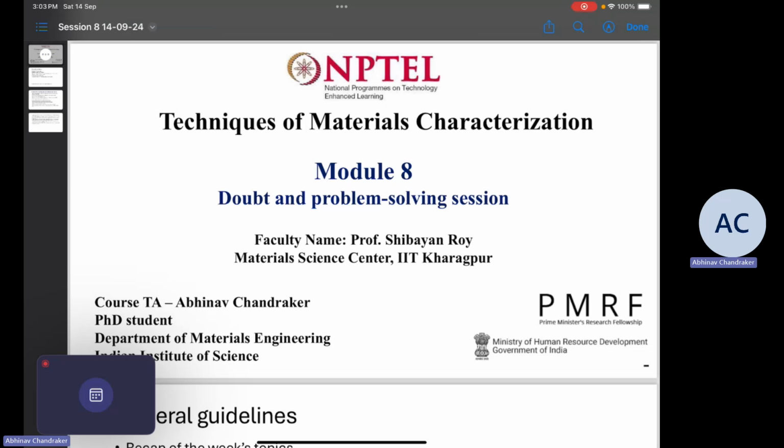Today we'll discuss scanning electron microscopy. This is a continuation of the last two modules, which were also on scanning electron microscopy. And in this module, we'll be focusing more on the compositional analysis and compositional contrast generation that can be done in SEM.